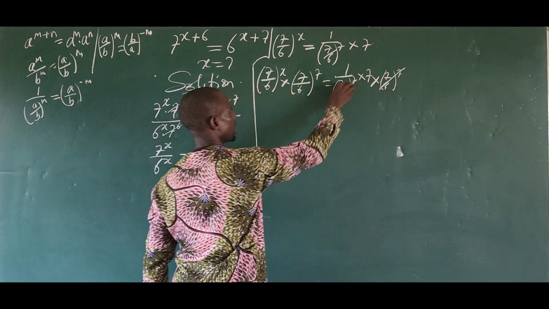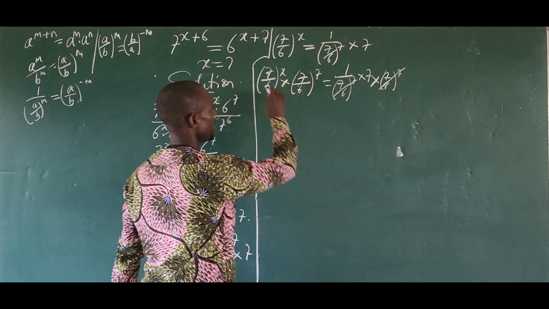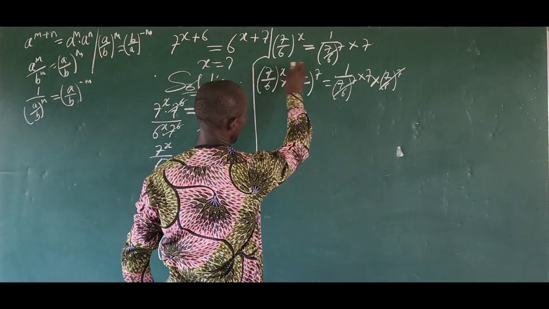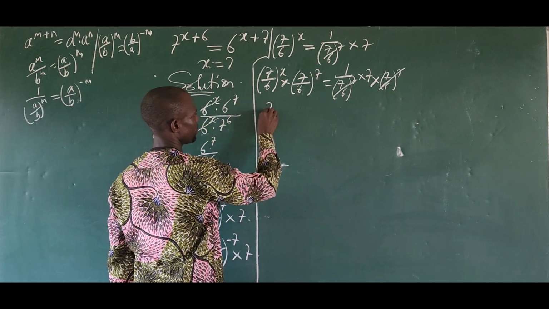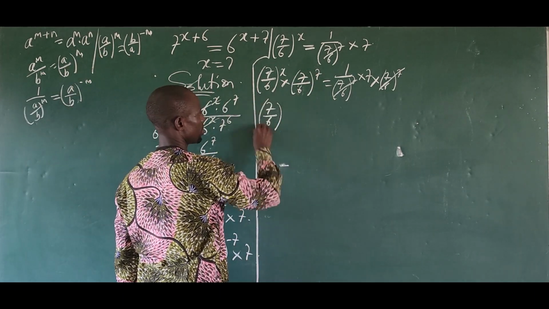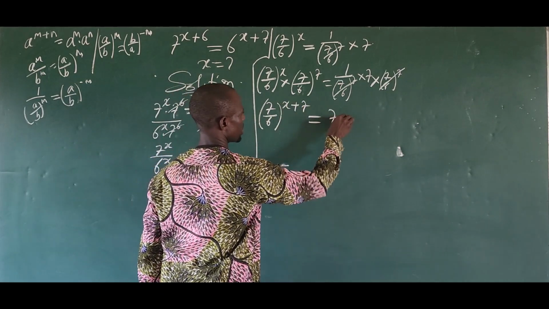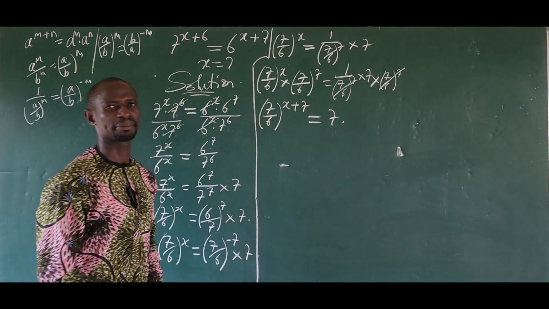So these and these will leave the system. The bases are the same, so according to this law again, we can add the powers. So we're going to have (7/6)^(x+7) equal to 7. Easy.